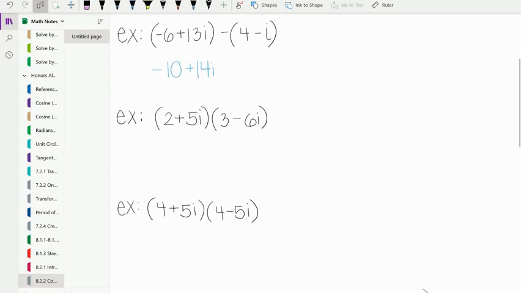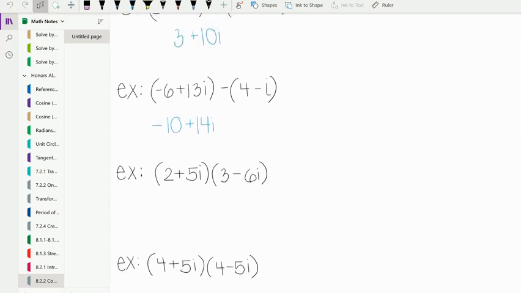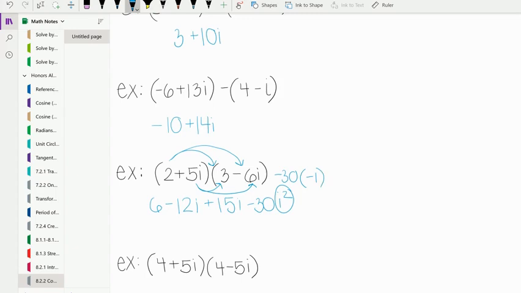So this one is multiplication. You can either use distributive property, FOIL, the box, whatever you like. So we have 2 times 3, which is 6, and 2 times -6i, which is -12i, 5i times 3, which is 15i, and 5i times -6i, which is -30i squared. Going back to the other video, we remember that i squared is -1, and so we never want to leave it in terms of i squared. So -30 is really -30 times -1, which is actually positive 30.